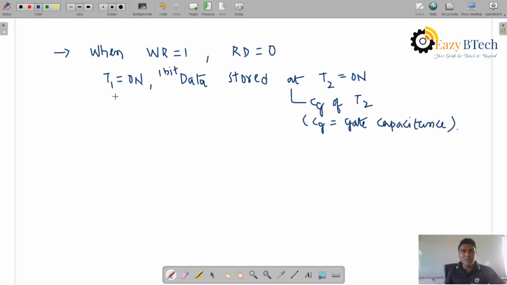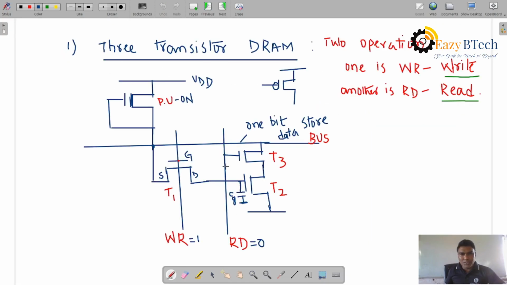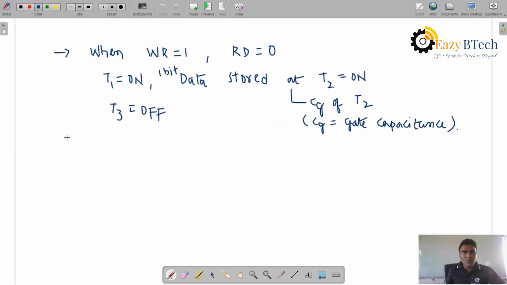So T3 is off because RD is equal to 0. Read operation equal to 0 means the gate voltage is 0, and gate voltage 0 means this will be an off transistor. Now T3 will be off. Write operation is equal to 1. Data on the bus passes through T1 and is connected to the T2 transistor, right?